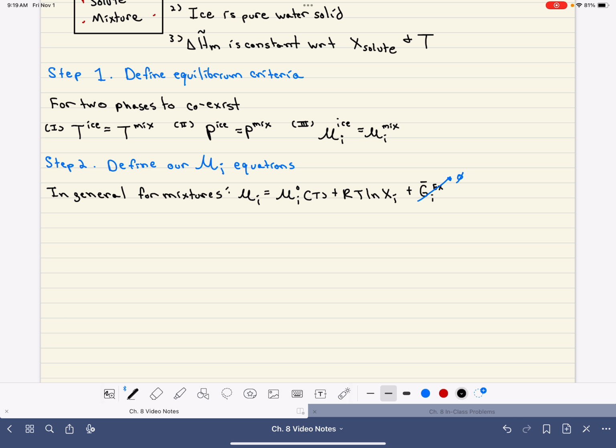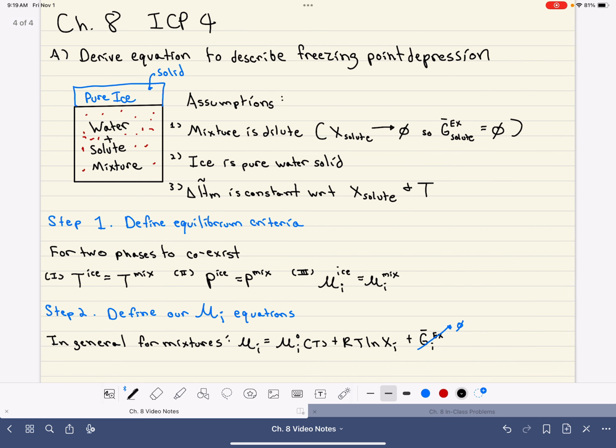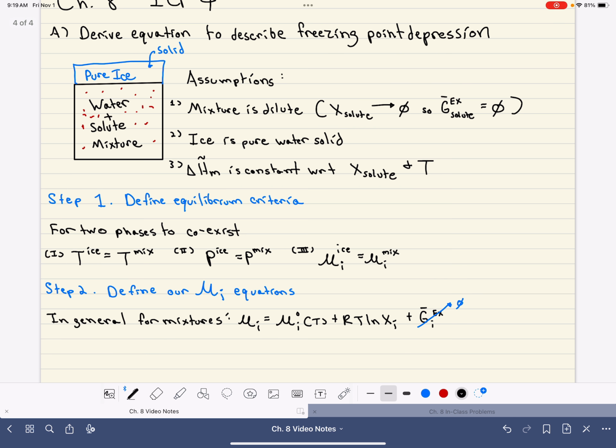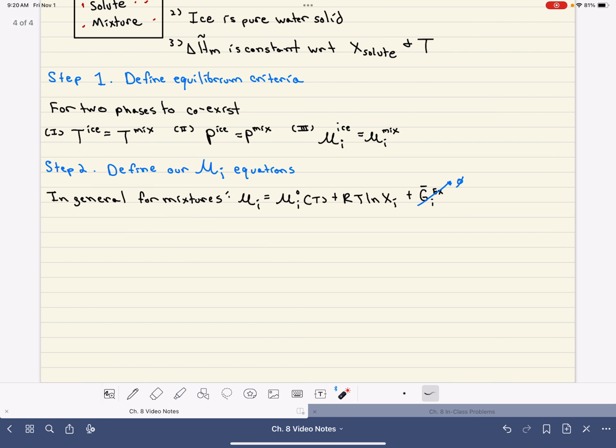So we're not going to worry about it for these types of problems. Okay? Now, to derive the freezing point depression, rather than starting with the chemical potentials on the solute phase, it actually strategically makes more sense to focus on the chemical potentials of the water species in this problem. Okay?